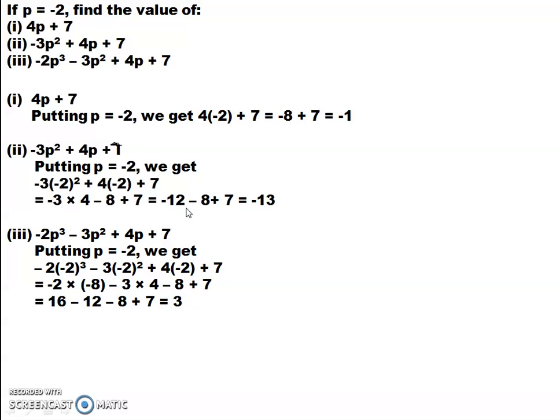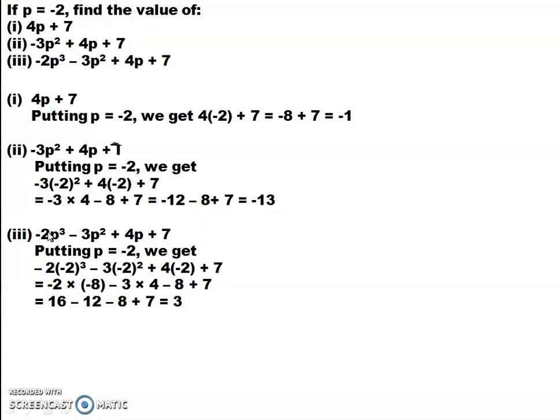So, what will be the last expression? Negative 12 minus 8 plus 7. This you have learnt in class 6. Negative 12 and negative 8, both the numbers are negative. So, you will add. You will get negative 20. Negative 20 plus 7. You will get negative 13.